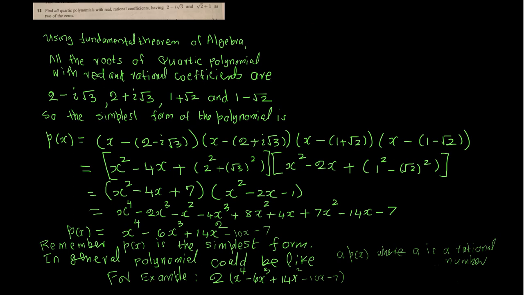So I'm going to use the fundamental theorem of algebra. 2 minus i square root of 3, the conjugate is 2 plus i square root of 3. Then you have 1 plus, remember you are writing the form a plus the radical, that's square root of 2, a rational number. 1 plus square root of 2, 1 minus square root of 2. Therefore, in the simplest form, I call it simplest form because it could be any multiple of this by a real number, I just put x minus this root, x minus the next one, x minus this one, x minus this one.